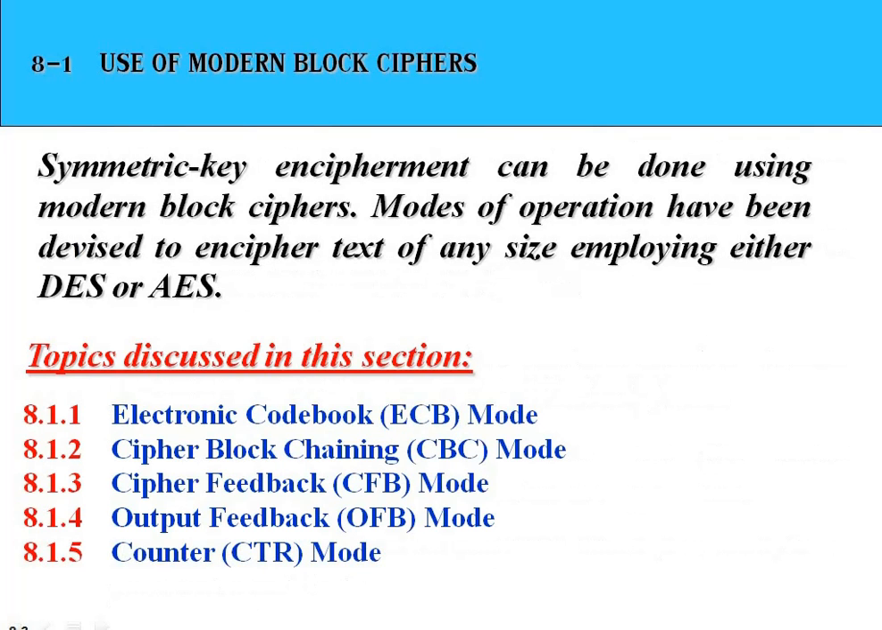Whenever we are discussing symmetric key encipherment, this can be done using modern block ciphers, and there are various modes of operation that have been devised to encipher text of any size implying either DES or AES. We know that DES encrypts and decrypts a block of 64 bits, and similarly AES encrypts and decrypts a block of 128 bits. But in real life applications, the text to be enciphered is of variable size and normally much larger than 64 or 128 bits. That is why we have different modes of operation that have been devised to encipher text implying either DES or AES.